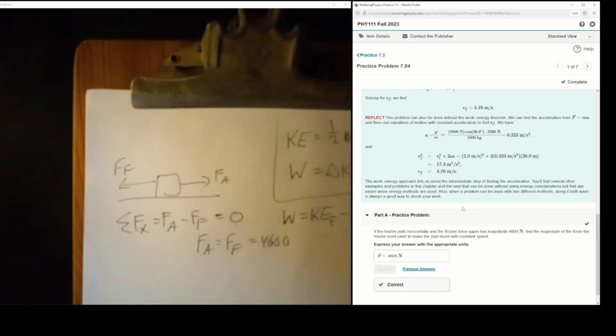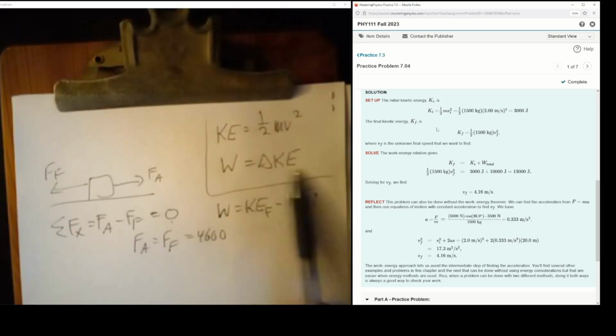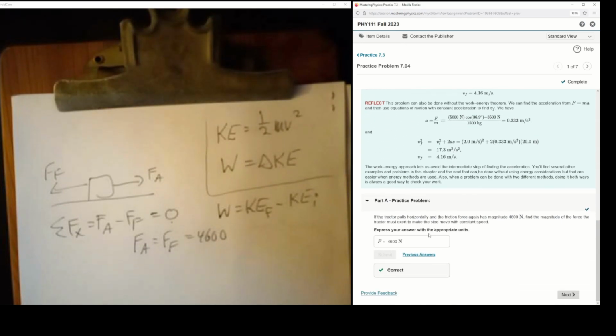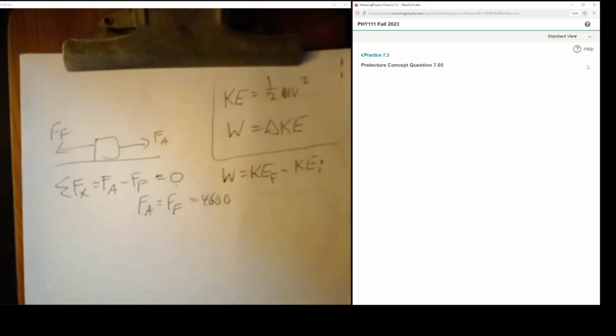So, not quite sure what happened there. What's in blue is a good example of the work kinetic energy theorem. In the blue here, you can see they have kinetic energy, and they're using work here. And then this problem just asks for force. So, not quite sure what happened there. But let's check out the next one.